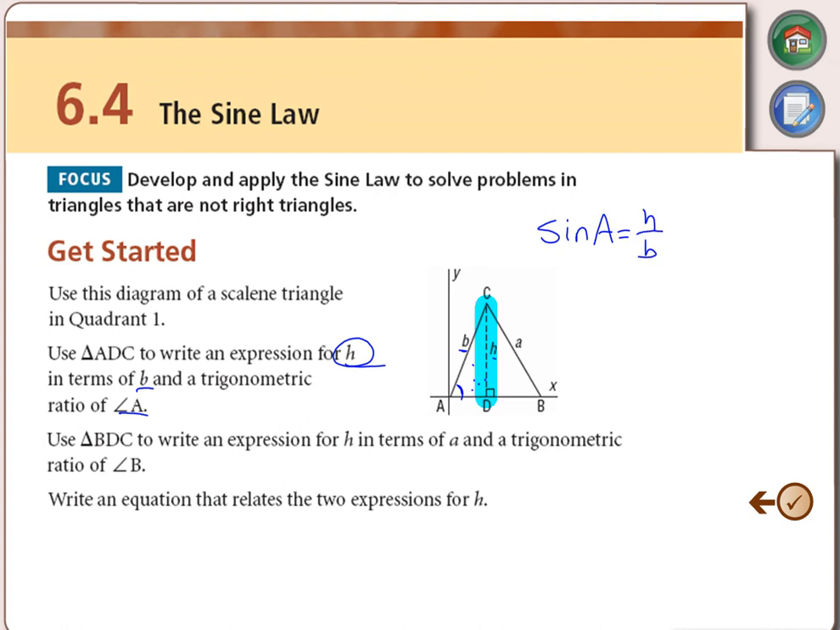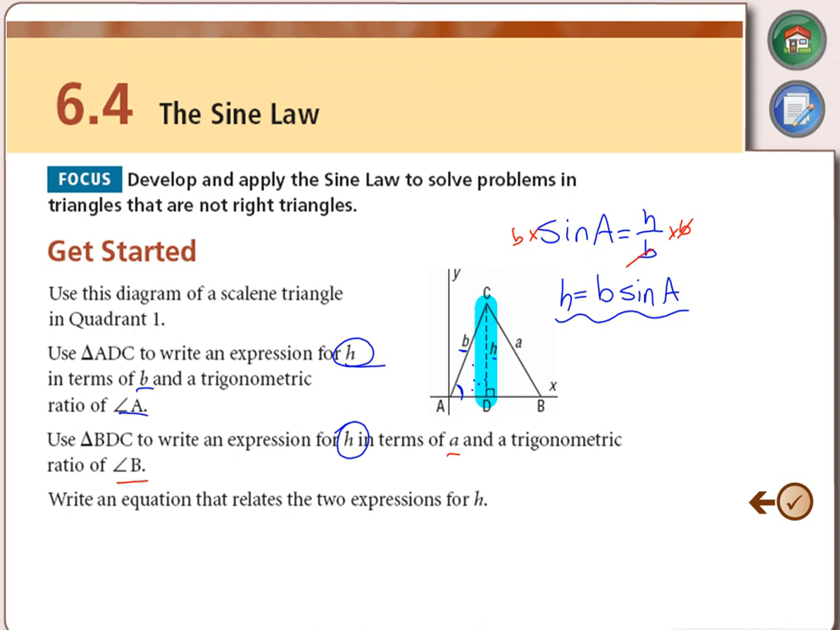They asked us to write an expression for H. That means isolate H, so we multiply both sides by B, and we've got H equals B sine A. That meets the first criteria there. Then the next one says we're going over into the triangle BDC. Let's do the same thing for H, but this time in terms of A and B.